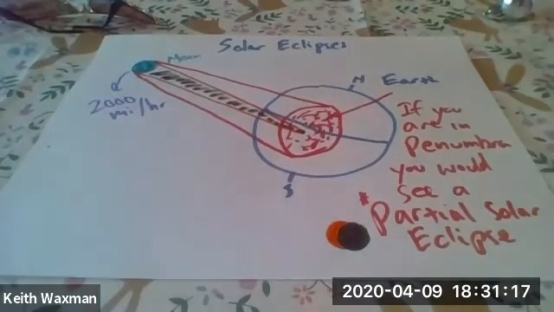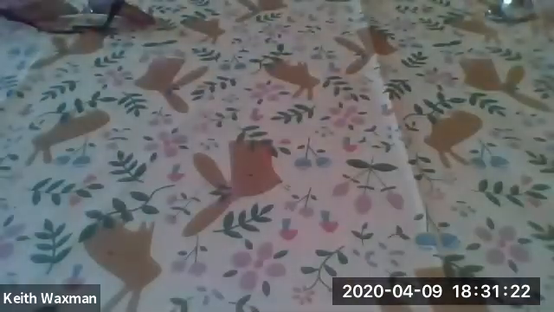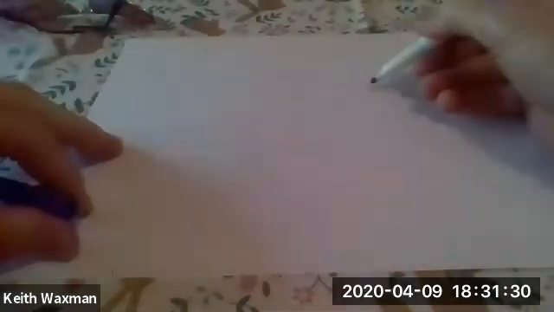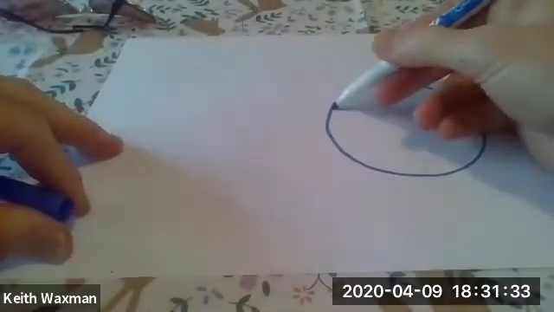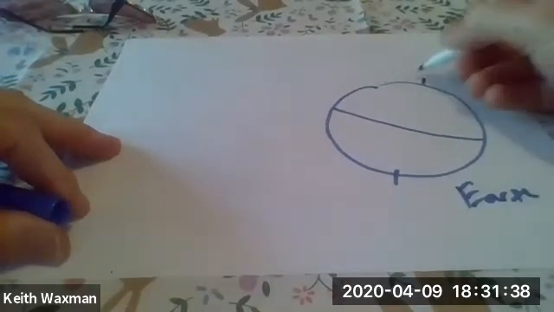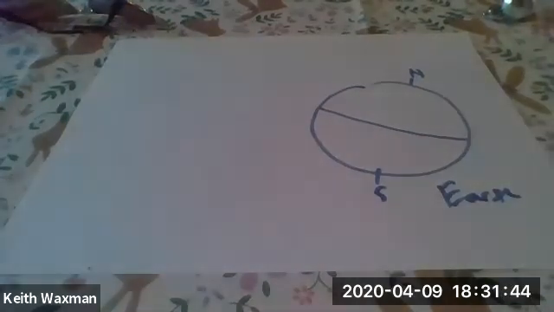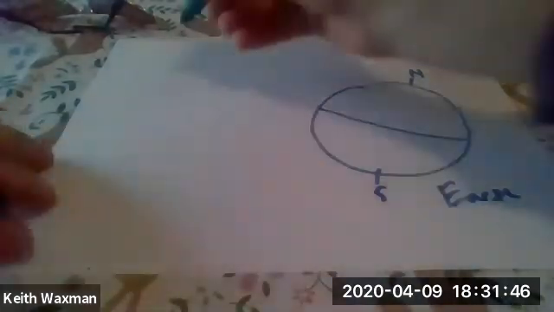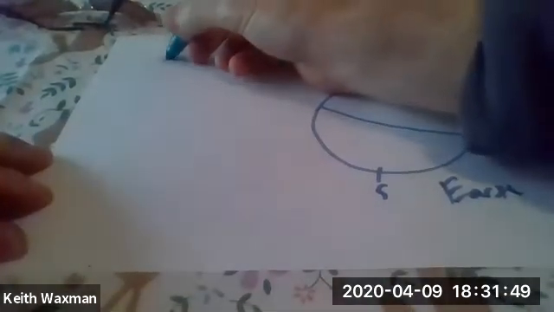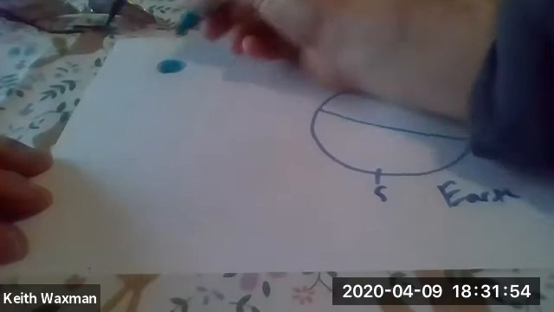Now, we'll come back to this in a second. I want to show you something else. I'm going to do the same kind of diagram, but I'm going to put the moon a little farther away. Here's Earth, North Pole, South Pole. Let's put the moon a little farther away in its orbit, because remember, it changes in its orbit. It gets a little closer and farther from the Earth as it orbits.